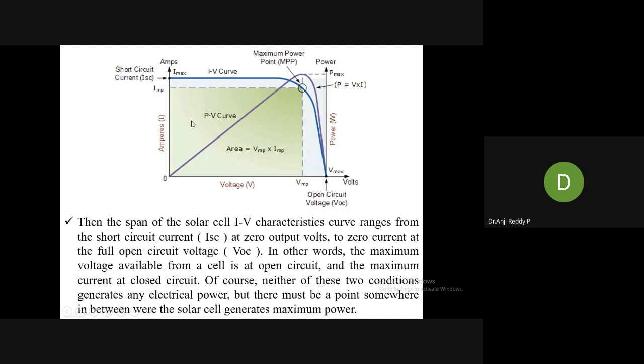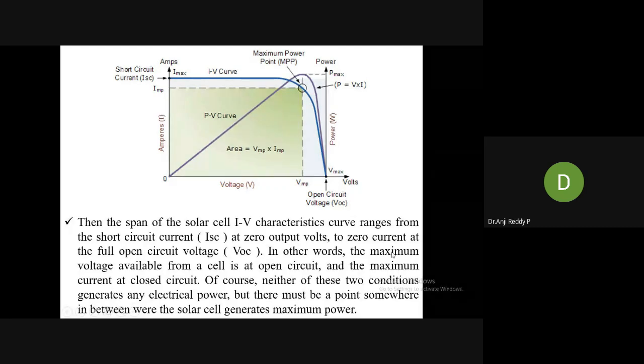Okay, here we have to draw the graph from short circuit current to open circuit voltage. Short circuit current means zero output volts. Open circuit voltage means zero current. That we have to draw the graph. That means the span. Span is the complete range, from the maximum short circuit current to the open circuit voltage.